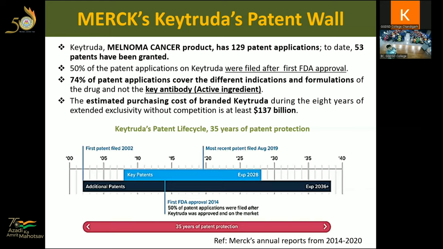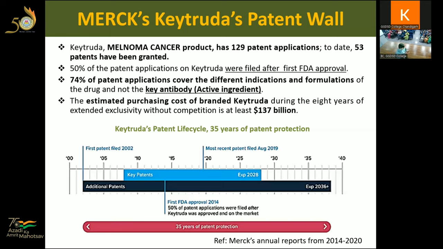Now look at the company's thinking of earning around $137 billion by protecting the rights from these 129 patent applications. Now, I'm not saying that the patent has been granted on all these 129 applications. No, some applications have been rejected. Some are still in the process of evaluation, but so far, whatever they have earned, they are able to extend the life to the extent of 36 years.